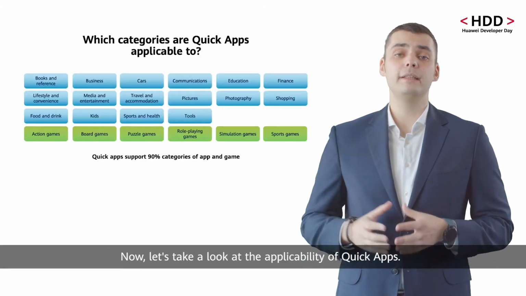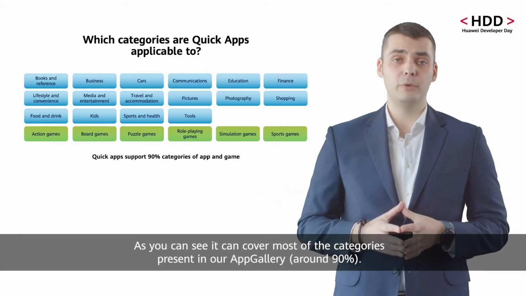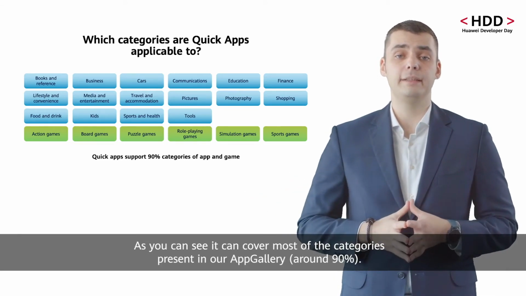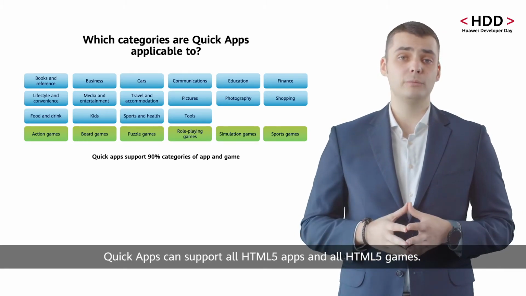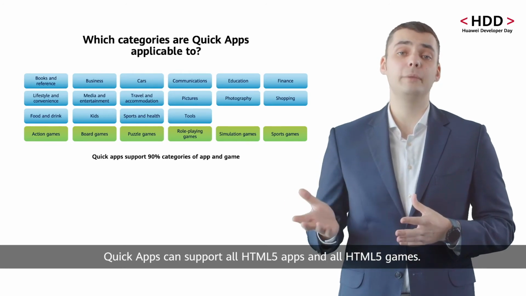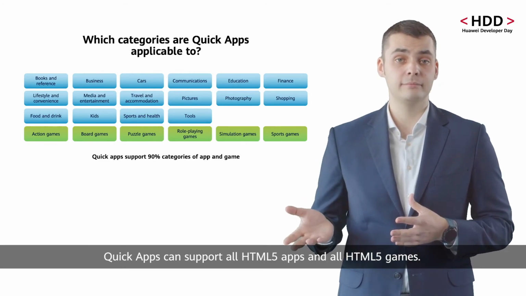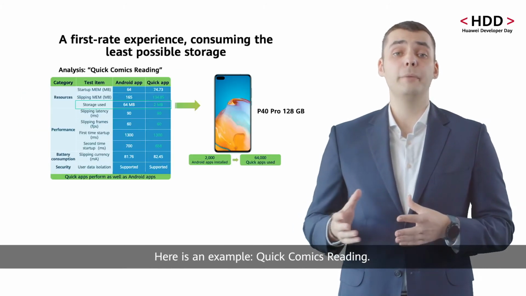Now, let's take a look at the applicability of quick apps. As you can see, it can cover most of the categories present in App Gallery, around 90%. Quick apps can support both HTML5 apps, but also HTML5 games. Here's an example. Quick comics reading.